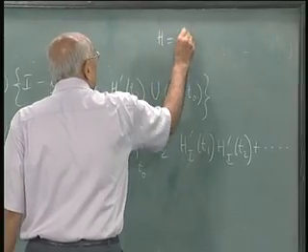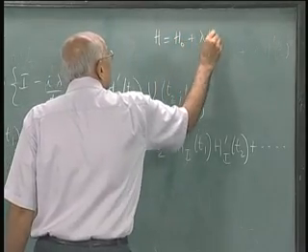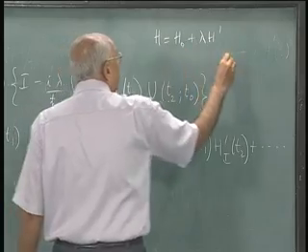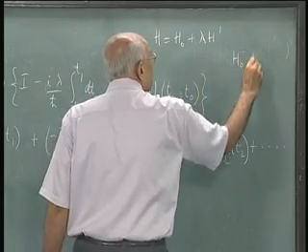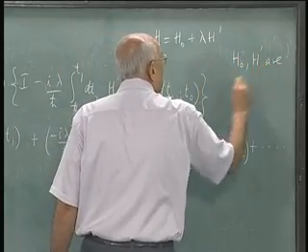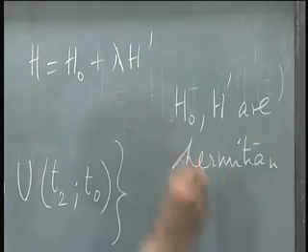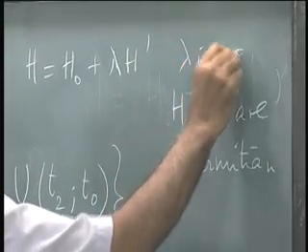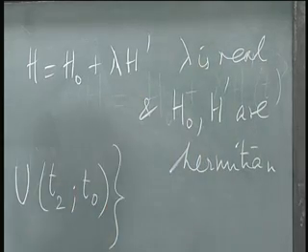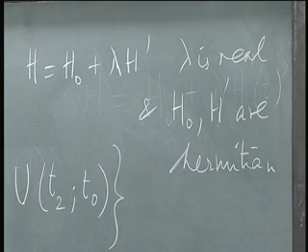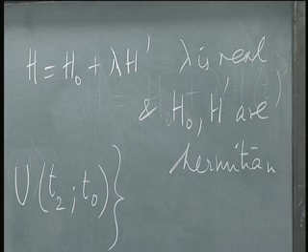We are guaranteed, yeah, we made the assumption, we started off by saying H is H naught plus lambda H prime, and we started off by saying that H naught and H prime are Hermitian. Lambda is real and these are Hermitian. We started off with that. We started with the Hermitian Hamiltonian. So we have conservation of probability.